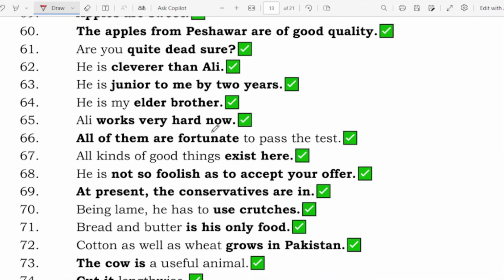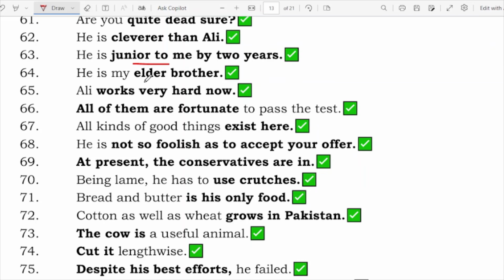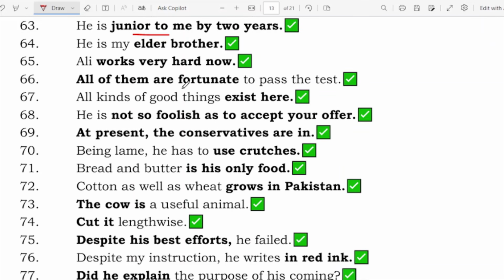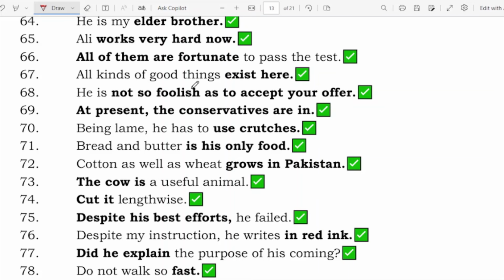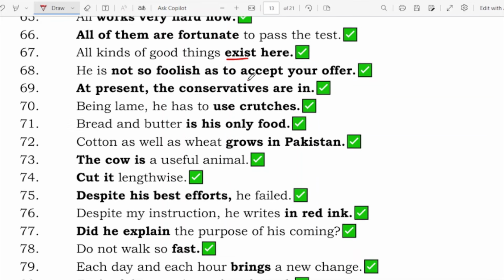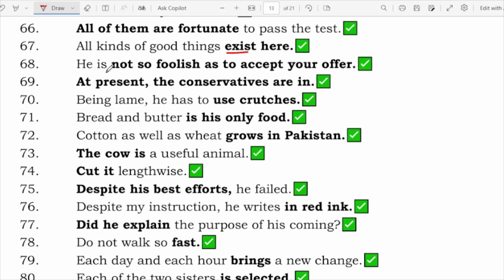Now these are the correct sentences. Just read and keep them in your mind. He is junior to. He is my elder brother, not older brother. This is blood relations. He works very hard now. All of them are fortunate to pass the test. All kinds of good things exist over here. He is not so foolish. When you have not, you will use so. When you don't have the negative one, she is as tall as her sister is. So here we have not so, we use so.